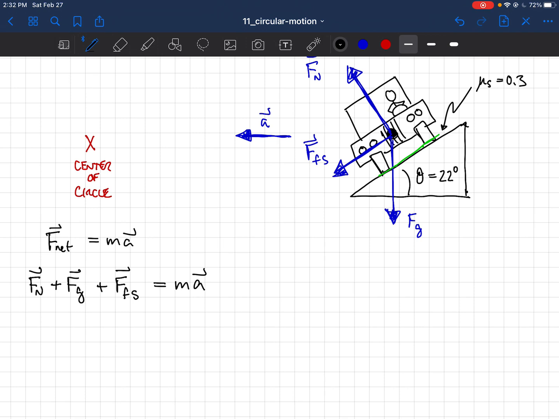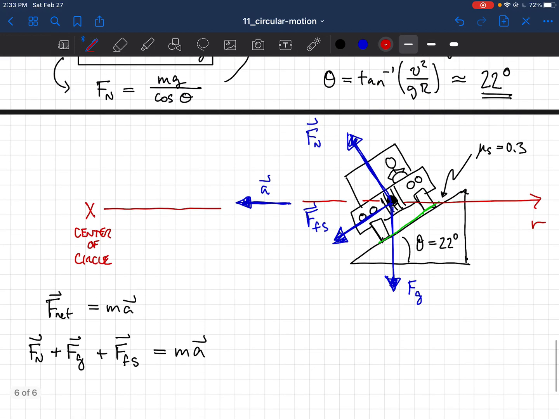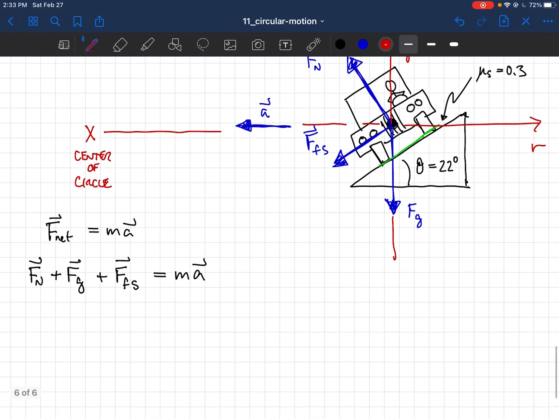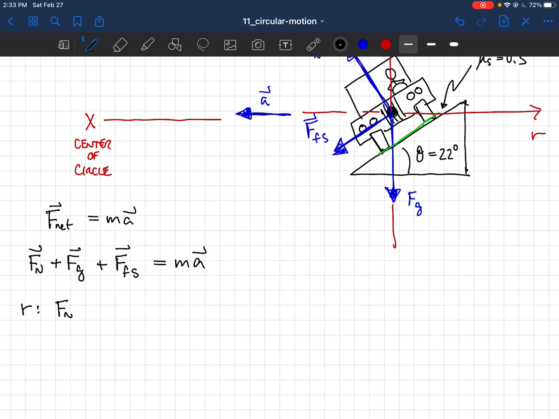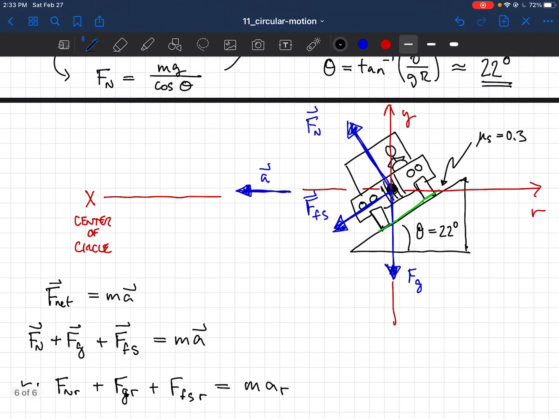And now we need a coordinate system, but we know what we want to choose. We want to choose a radial coordinate system, meaning an axis that comes out from the center of the circle and goes through the object. And then we could just choose a perpendicular coordinate system to that. Again, we'll choose the y-axis. And that way we'll be able to get an a sub r, which is what we need. So let's look at that radial coordinate system first. So we have FNR plus FGR plus F friction static R is equal to MAR.